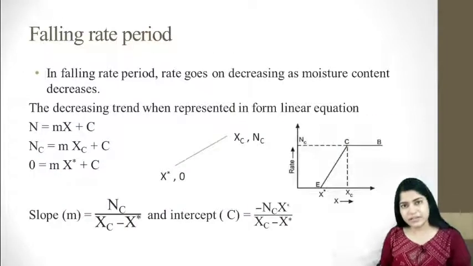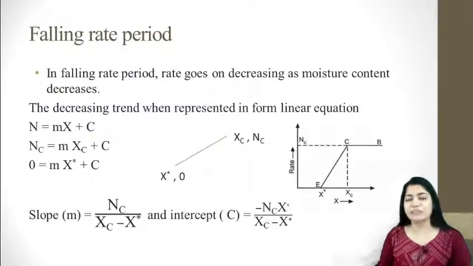The next period is the falling rate period. In this period your rate goes on decreasing as the moisture content decreases. So here you can see that in the graph of rate versus moisture content, it is decreasing linearly.